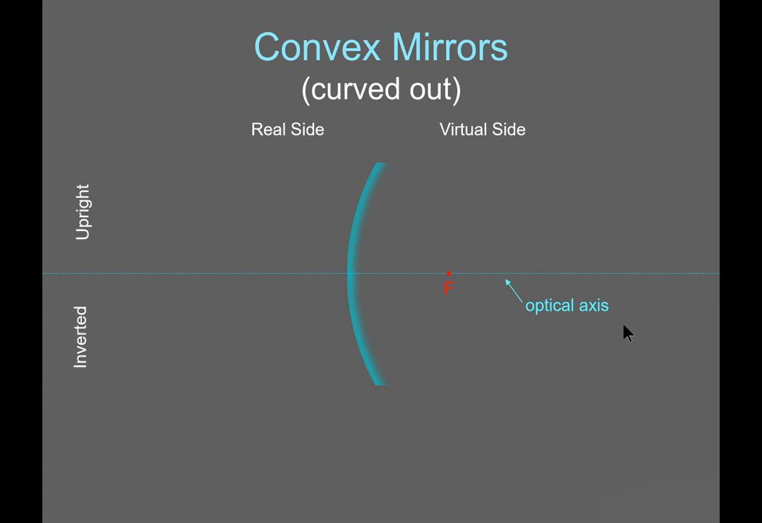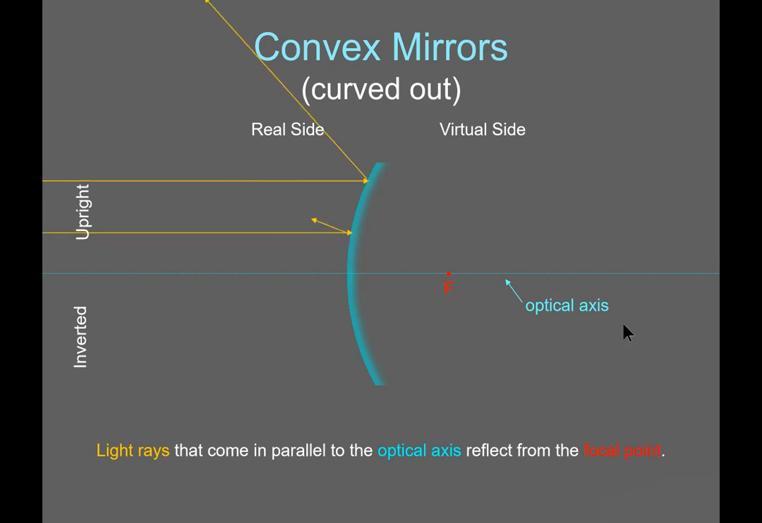Now, convex mirrors. Now, convex, you curve out. Your focal point is actually on the virtual side. So concave, your focal point's on the real side. Convex, your focal point's on the virtual side. Everything else kind of stays the same.